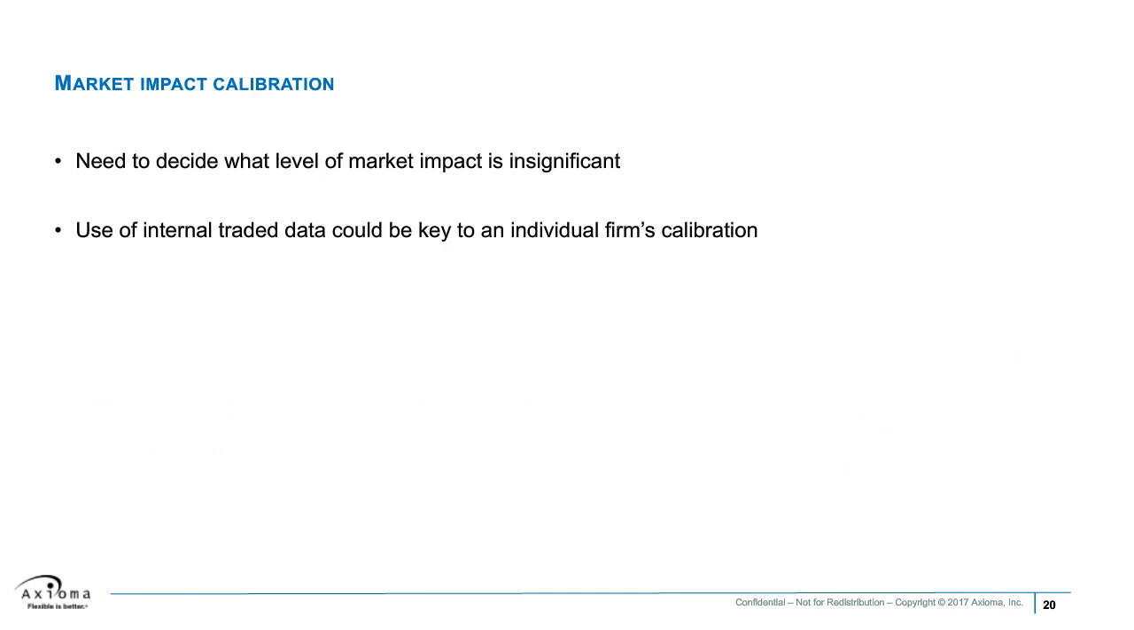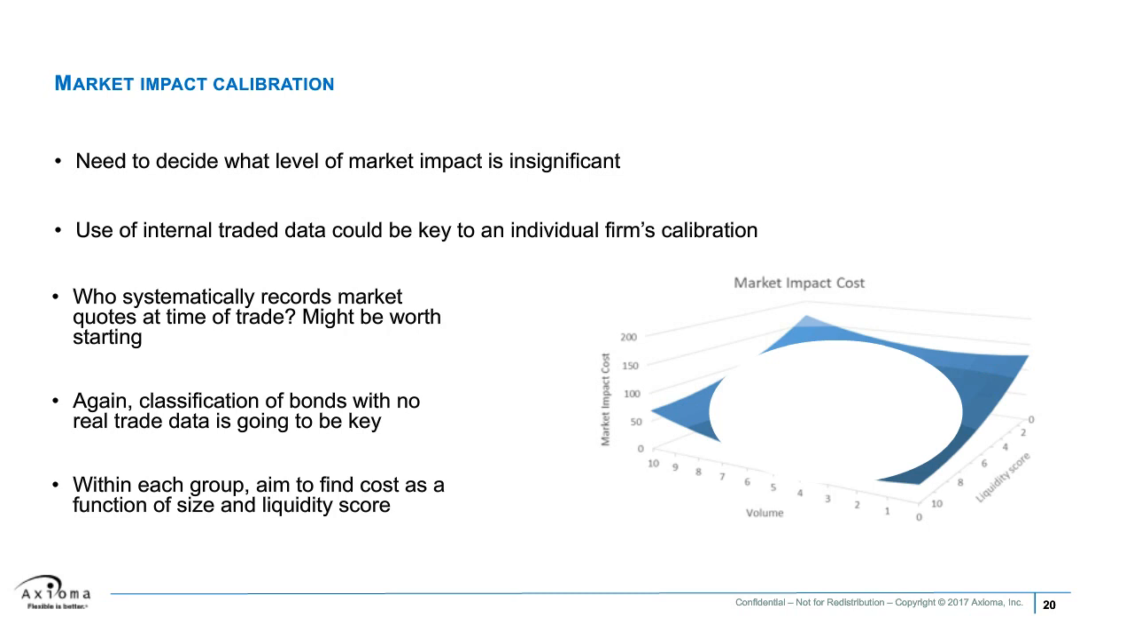Having come up with market impact, we need to calibrate it, and this means we need to decide what level of market impact is considered insignificant. Recall that when Dennis was talking about the regulations, he wasn't saying what you could trade at zero impact, it was what you could trade at an insignificant impact. The use of internal traded data could be key to an individual firm's calibration here. So, who systematically records market quotes at the time of a trade? If it's not something that's already being done, it might be worth starting.